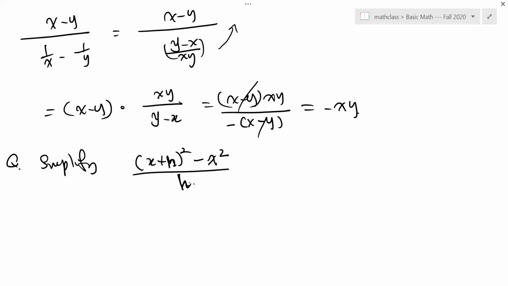Right, someone gives the answer, but it's not sure whether this is right or not. Eric says the answer is just capital H, and no X, X disappeared.